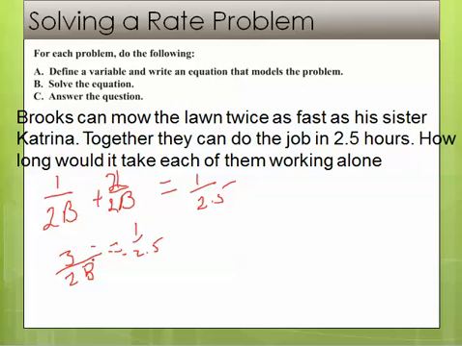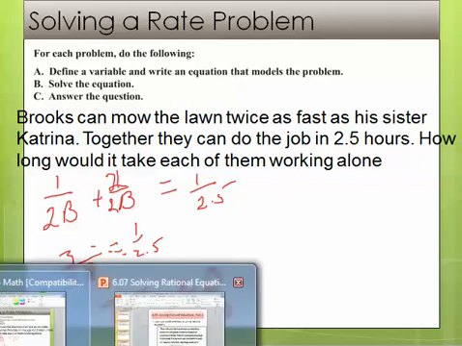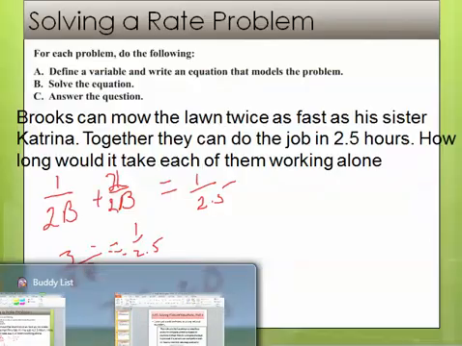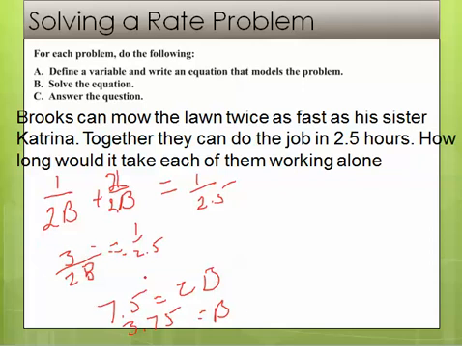Cross multiplying, 7.5 is equal to 2b. So b is equal to 3.75. That means Brooks can do it in 3.5 hours. Whoops, not what I wanted. Yep, that's what I want. Brooks could do it in 3.75 hours. And his sister, Katrina, it takes her 7.5 hours.